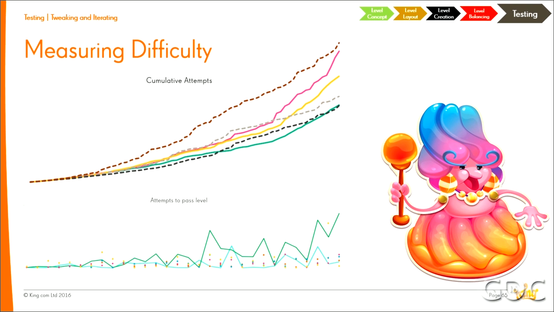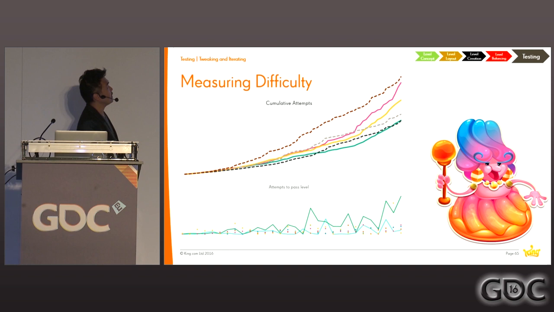To reinforce this, we also use this other curve to measure difficulty. This curve shows the cumulative number of attempts. As the player progresses across the game, how many attempts do they take to get to a level, for example, level 60? These are the different curves, and how many lives do the players spend to get here? Of course, this is normally an upward trend.